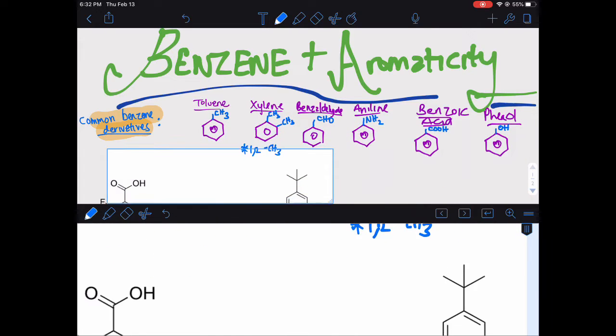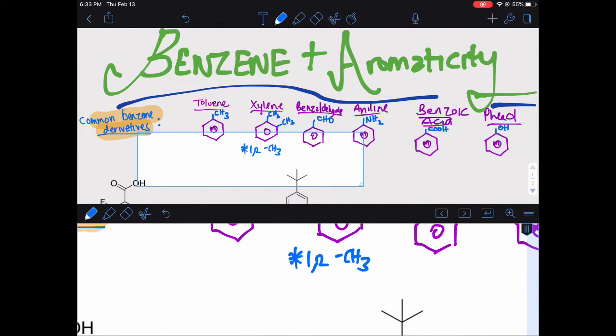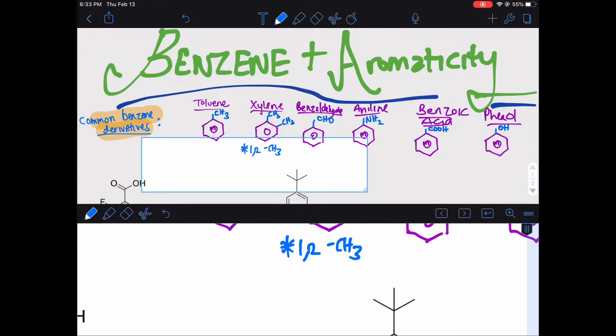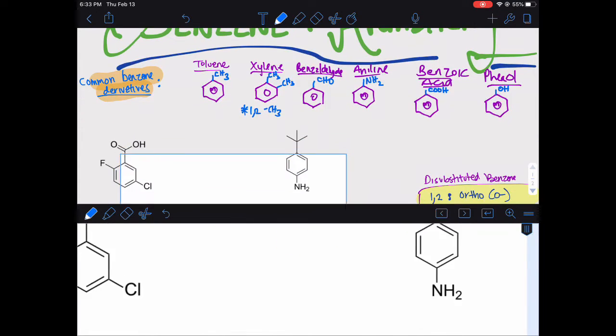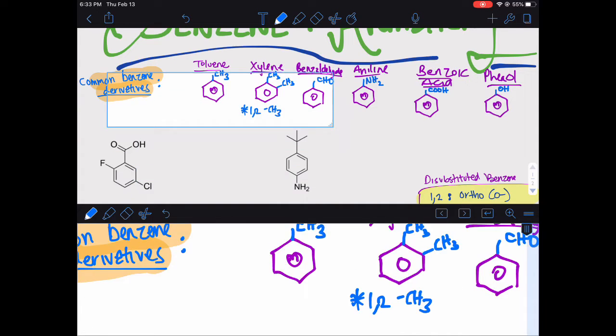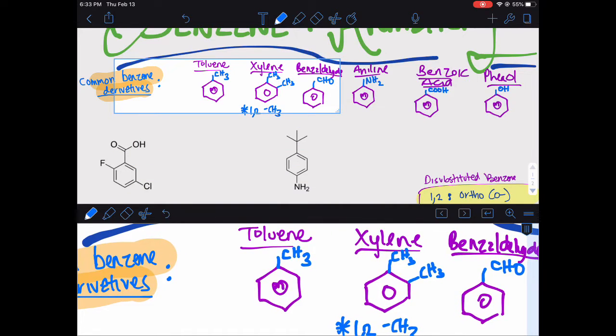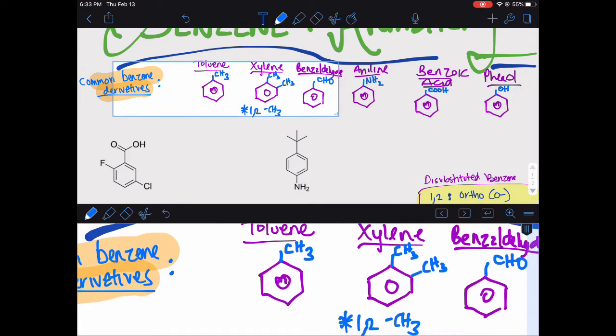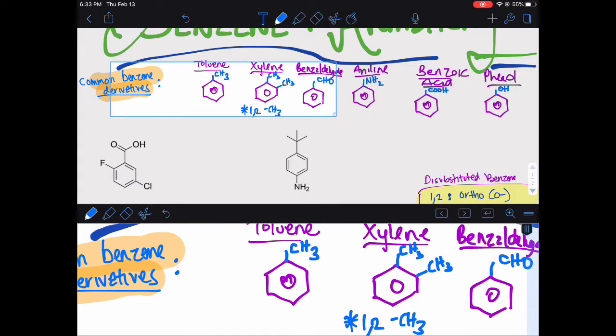Okay, so now we're going to go into naming our benzene. So when you name benzene, the first thing you need to determine is if it's monosubstituted, disubstituted, or multi-substituted, meaning it has 3 substituents or more. Okay, so if it's monosubstituted, like for example toluene, right? You don't need to put a number like 1 toluene. It's just going to be toluene.